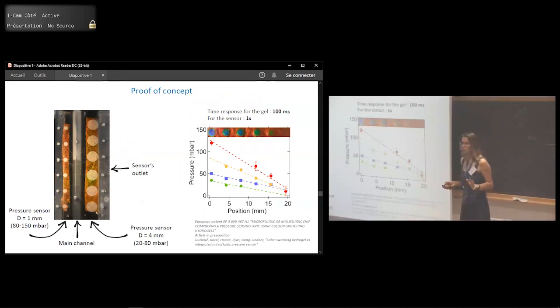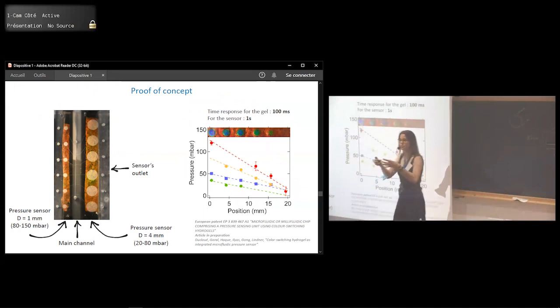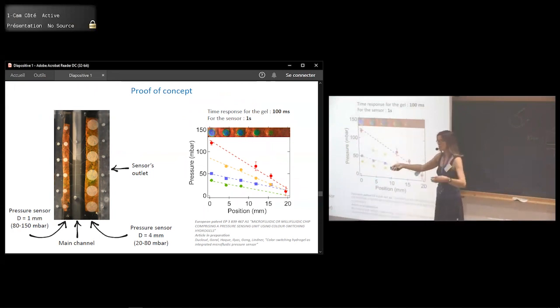So how it looks in reality. This is our proof of concept. Now we see it from above: you have the channel here, and we have these small branches to the side. In this case, they actually just used a long slab of gel, so you have a long slab of gel on the left and on the right side.